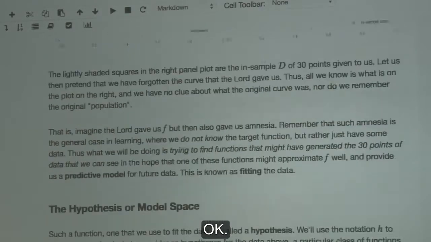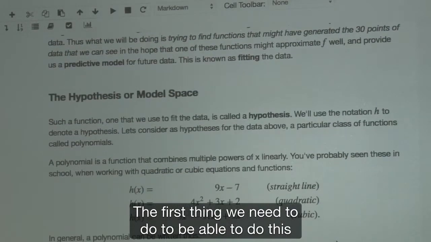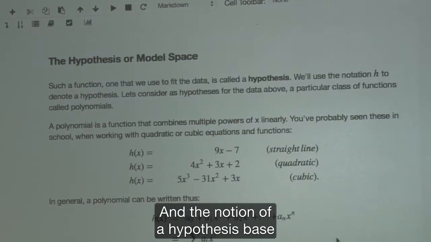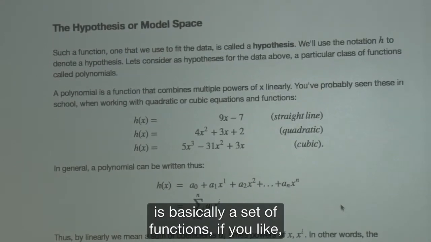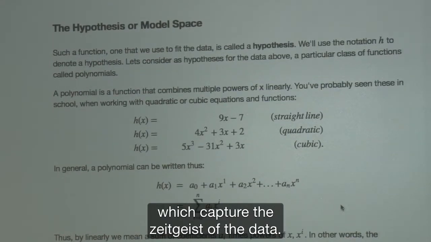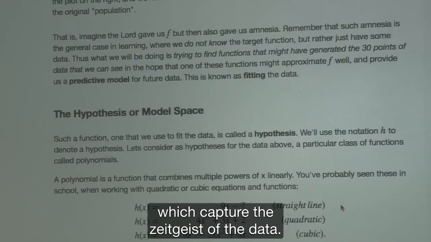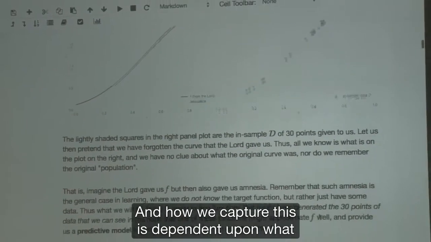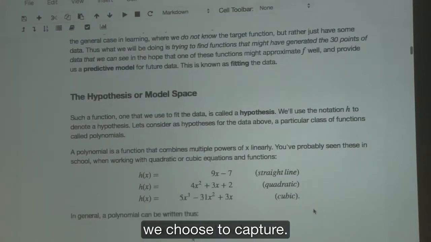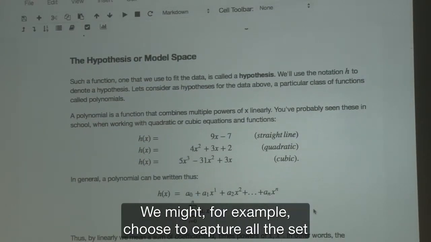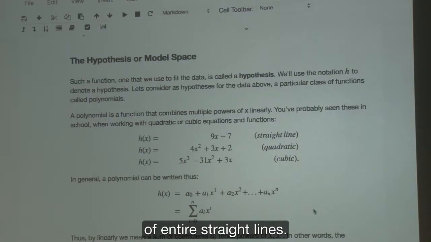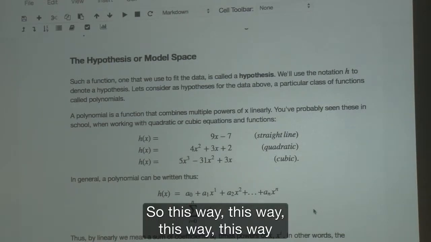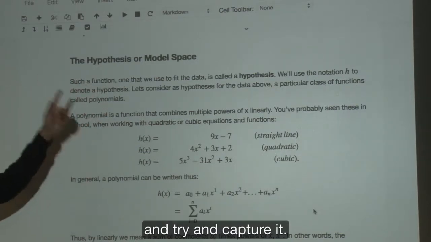Okay. The first thing we need to do to be able to do this is have this kind of notion of a hypothesis space. And the notion of a hypothesis space is basically a set of functions, if you like, which capture the zeitgeist of the data. So that's the thing we want to capture. And how we capture this is dependent upon what we choose to capture. We might, for example, choose to capture all the set of entire straight lines. So all possible straight lines with different slopes and different intercepts, right? So this way, this way, this way, this way, and try and capture it.